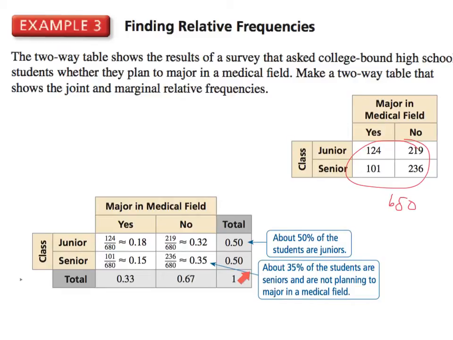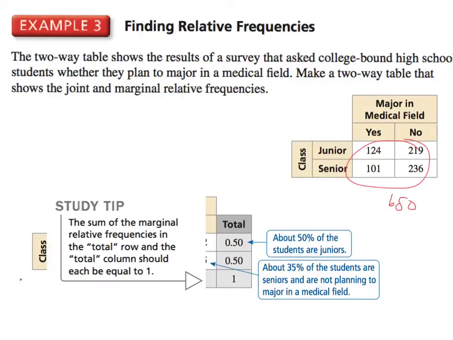Now, these are the marginal, rather than marginal frequencies, these are what? These are the marginal relative frequencies. So we add together the decimals. So these added together gives us approximately 50%, and the seniors added together gives us the same. What does that mean? That about 50% of the students are juniors and about 50% are seniors. About 33% said yes, they are majoring in a medical field, and 67% said no, they are not.